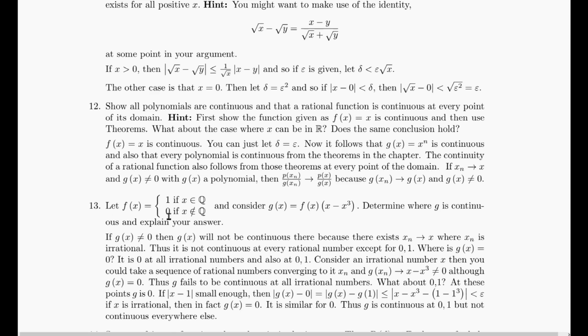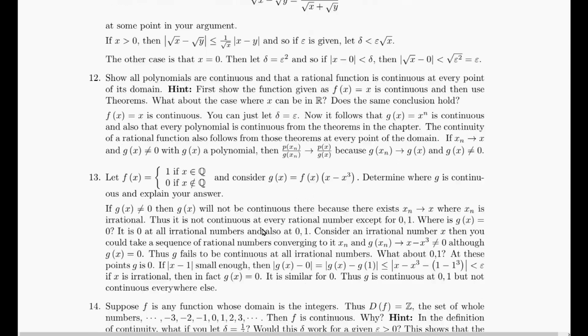Now, if I look at this function, this is a strange function. 1 if x is an element of the rationals, 0 if x is not an element of the rationals, and I will let g of x be that strange, everywhere discontinuous function times this function. Determine where g is continuous. All right, if g of x is not 0, it won't be continuous, because whatever x is, you could get a sequence of irrational numbers that converges to x, and g of x sub n would always be 0, and that couldn't converge to something non-zero. Therefore, this function is not continuous at every rational number except for 0 and 1.